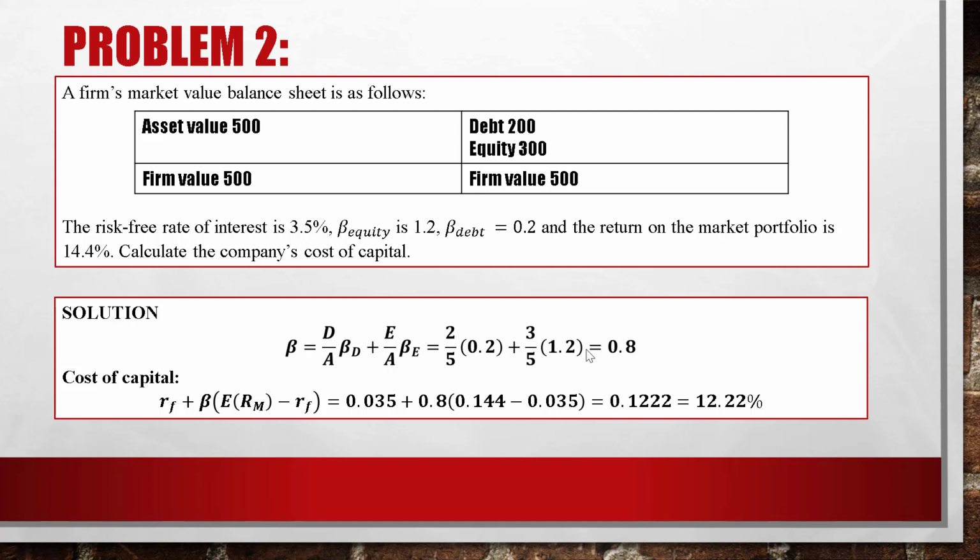The cost of capital is the risk-free rate RF plus beta times the risk premium, which is equal to 0.035 plus 0.8 times 0.144 minus 0.035, which is 0.1222, and it is 12.22%. That is the cost of capital of the company using the security market line.